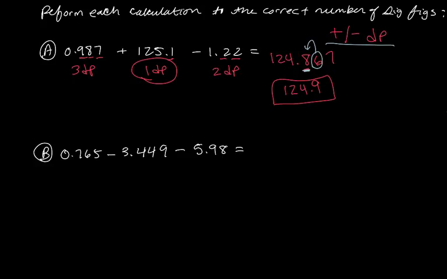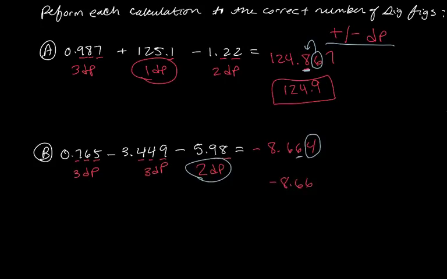Now for the second example, here we have 1, 2, 3 decimal places. Here we have 1, 2, 3 decimal places. And here we have 1, 2 decimal places. When we plug this into our calculators, we end up with negative 8.664. But we want to stop at 2 decimal places, right? Which happens to be here. We look to the number directly to the right, and it's 4 or lower. In this case, it's exactly 4. So we keep our number as negative 8.66.